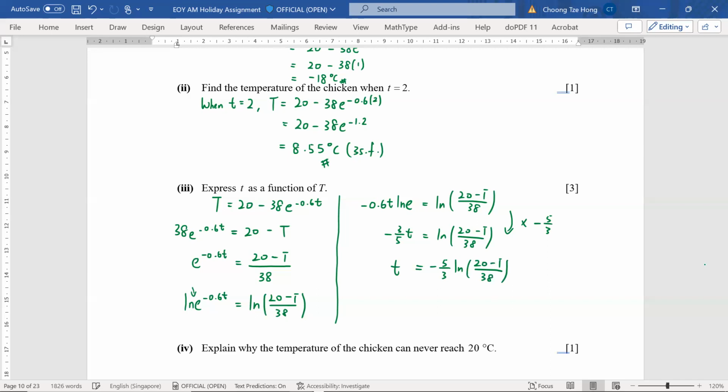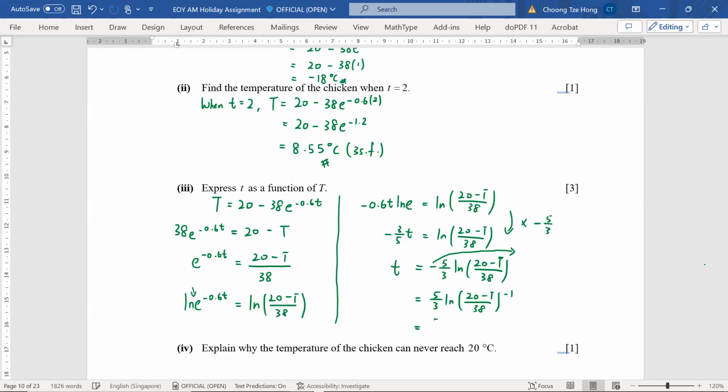Then from here we can actually bring this negative sign, using the power law, up over here. So let's see what we'll get. We'll get 5/3 ln of (20 minus t over 38) to the power of negative 1. So this negative sign in front is actually a negative 1. Then we know that for a fraction, if you have power negative 1, you can just flip it over and the power becomes positive 1.